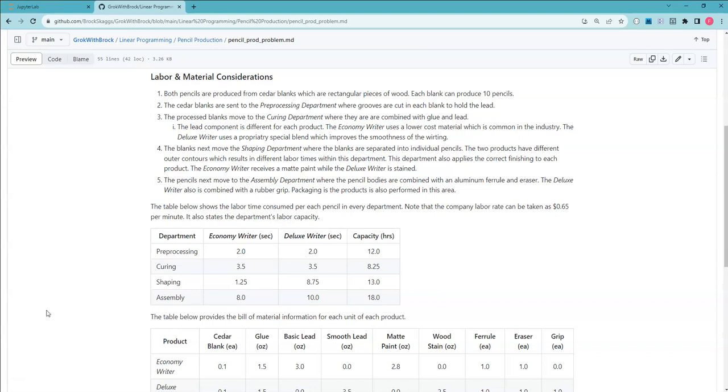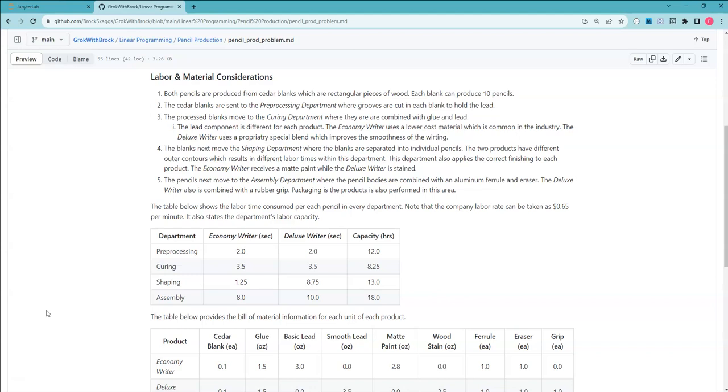So as you can see, we can't just make an infinite number of these pencils, right? We would be at some point bound by the amount of labor that we have in an individual department. This information we'll be using to create our model.